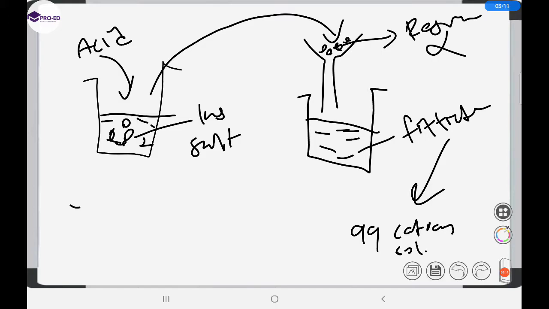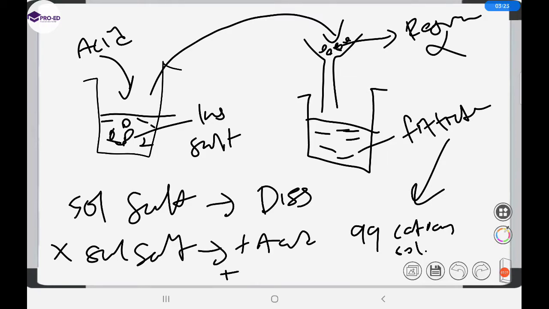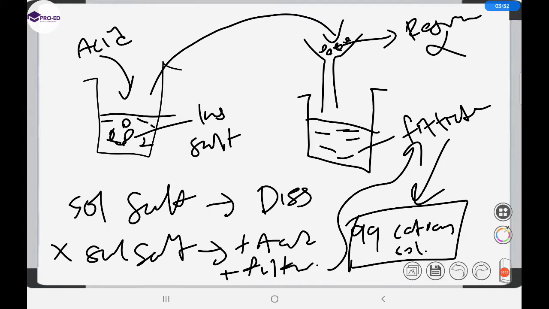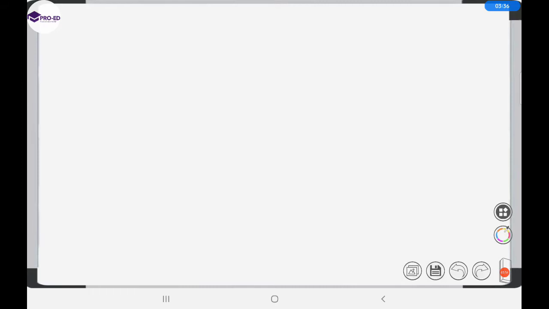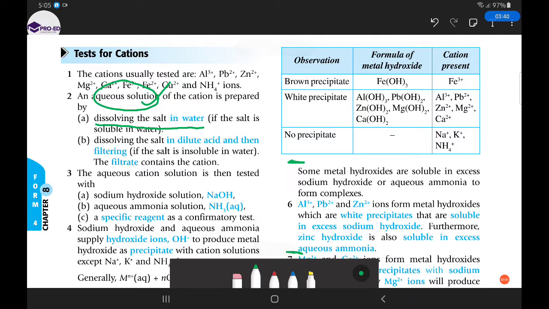So it's very simple. If it's a soluble salt, what do you do? Just dissolve it in water. If it's an insoluble salt, then what do you do? You add acid, then you filter, and then you keep the filtrate. That has your aqueous cation solution. As simple as that. You just have to know whether it is a soluble salt or an insoluble salt.